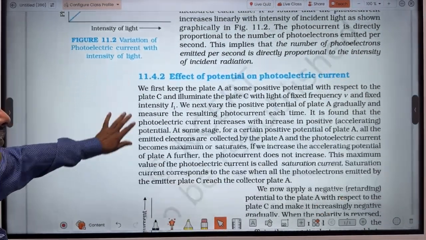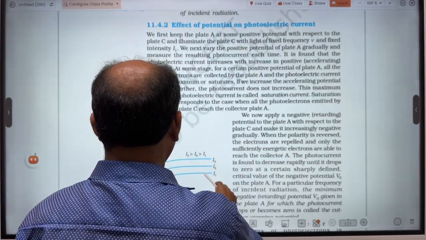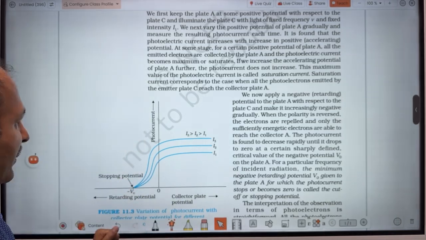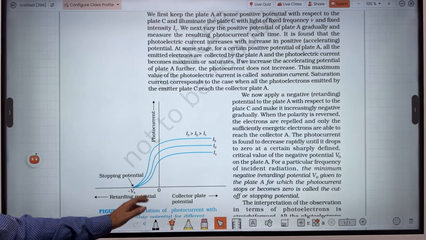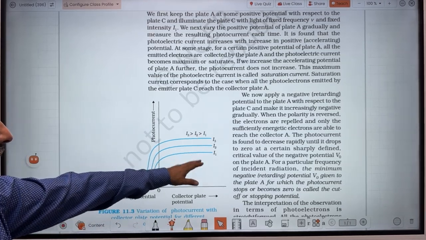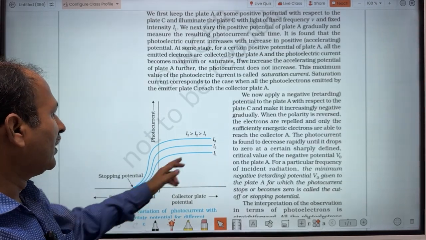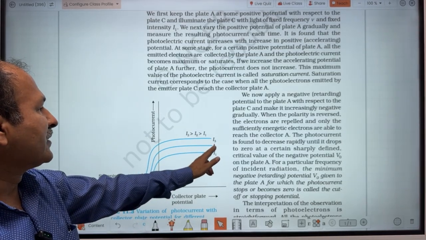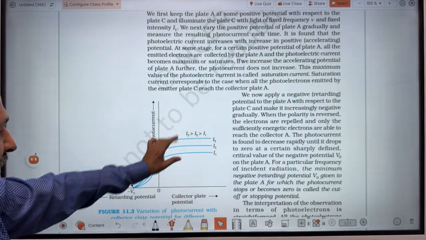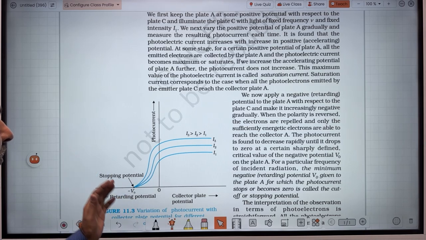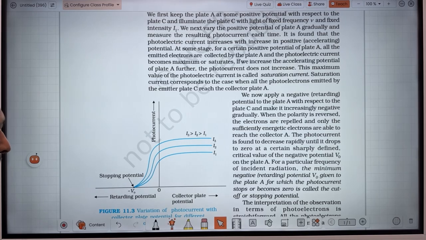Then comes the effect of potential on photoelectric current. So here, stopping potential means the potential applied to stop the electrons. Even if the intensity is different, in every case you observe that when the intensity is less, the stopping potential is V0, it is negative, and if the intensity is more, the stopping potential is still the same. Here also the intensity is being increased, but the stopping potential is the same. It means whatever the intensity, the kinetic energy possessed by the photoelectrons will be the same, right?